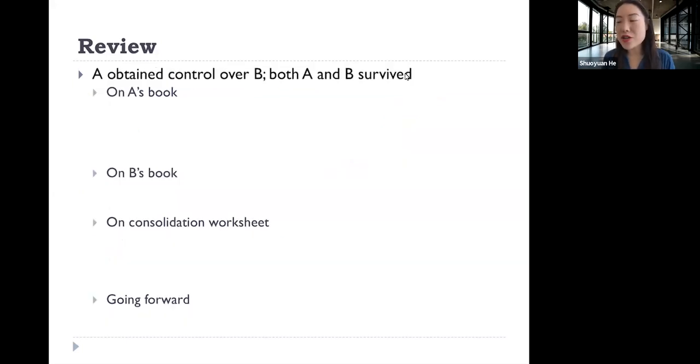And the other situation is the non-dissolution situation. So for example, firm A obtains control over firm B. Both A and B survive. And please take 1 minute, think about what we talked about last class. Specifically, what do we do on firm A's book? What do we do on firm B's book? What do we do on the consolidation worksheet? And what do we do going forward? Please pause your video for now.